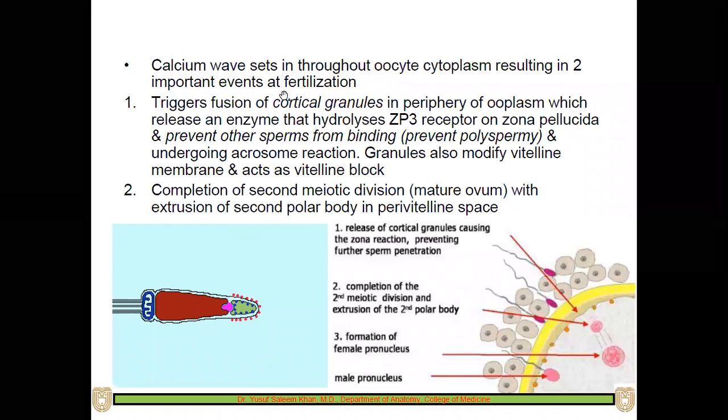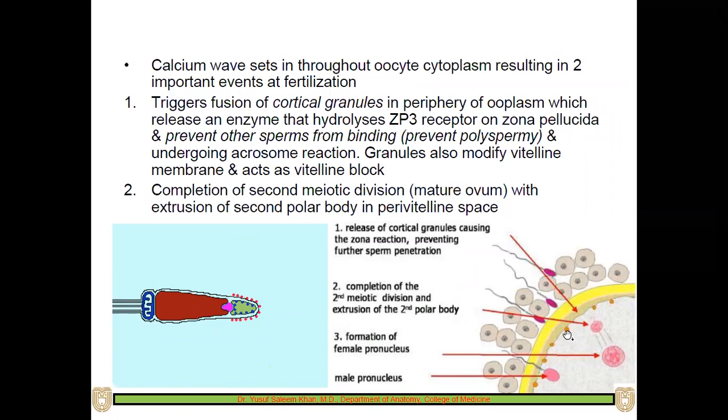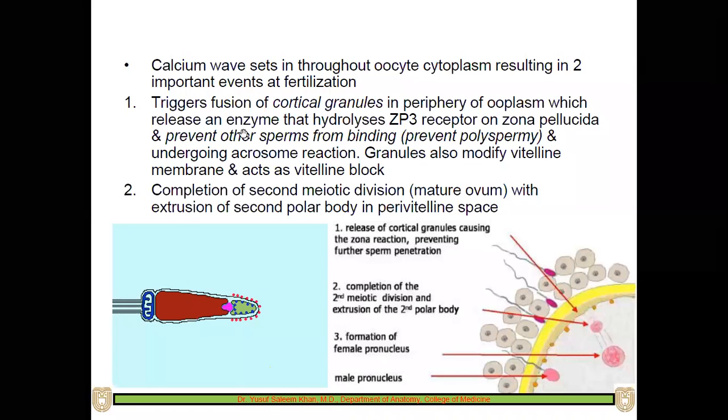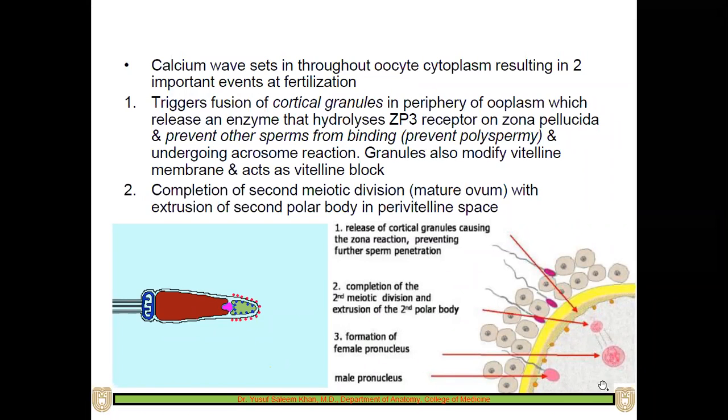One is it triggers fusion of the cortical granules. If you see here, there are small granules, round structures, within the vitelline membrane. These are called the cortical granules in the periphery of the ooplasm, which release an enzyme that hydrolyzes the ZP3 receptor on the zona pellucida and prevents other sperms from binding. So it prevents polyspermia. Once the sperm head has entered, it leads to a calcium wave, which will act on these small cortical granules, and they close this barrier on the zona pellucida and prevent other sperms from entering.